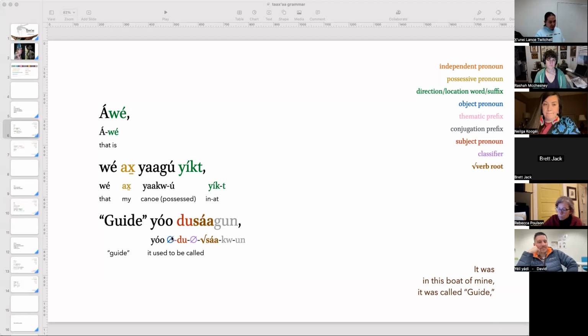There's invisibles in here, which includes a third person object, which in this case is it. Could also be them, but in this case it's it. De, the subject, people. Zero, the classifier. Sa, to name something or to call its name out. The KW is linked to this, which means it happens regularly. Then the un says it doesn't happen anymore. Put those together, it used to be called. Any questions?